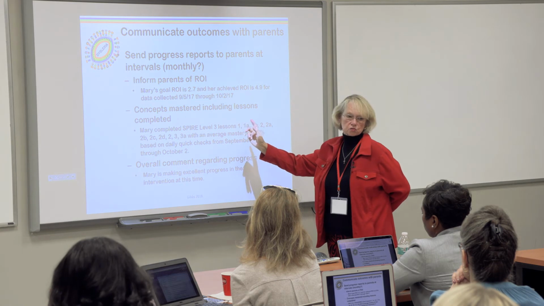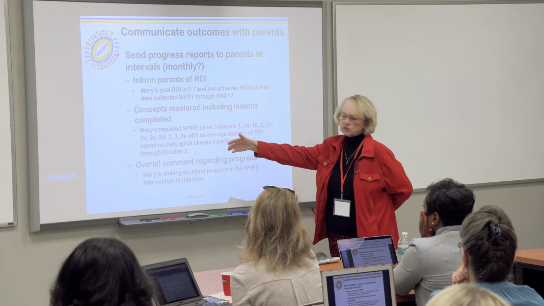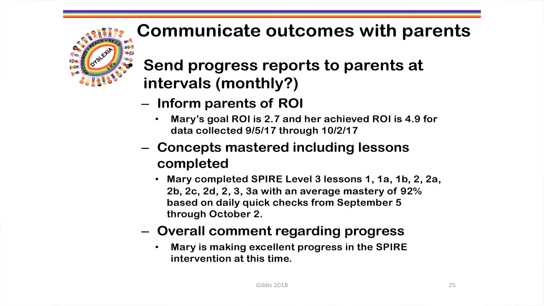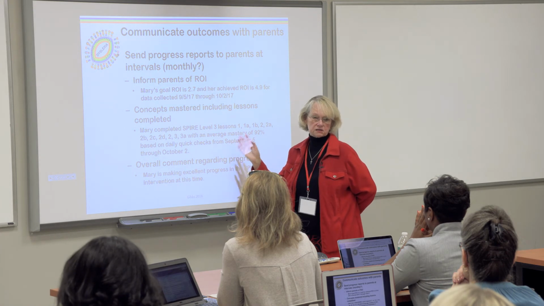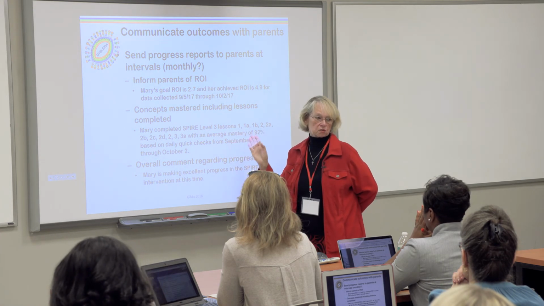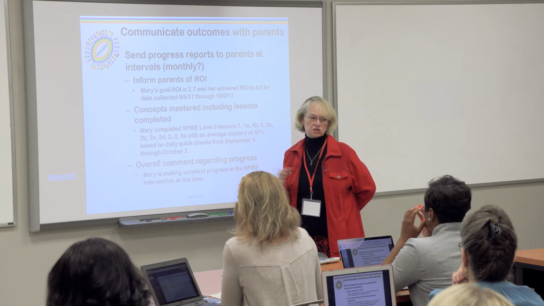Then, if you're wanting to write the data back to the parent based on SPIRE data or your intervention-specific data, you might say, Mary completed SPIRE Level 3 lessons 1, 1A, 1B, 2, 2A, 2B, 2C, 2D, and so on, with an average mastery, see how I'm collapsing it, of 92% based on daily quick checks from September 5th through October 2nd. So do you see how now I've turned my SPIRE intervention-specific data into a great data-based progress report to parents? It's easy, and it's right there for you. You just have to do it.